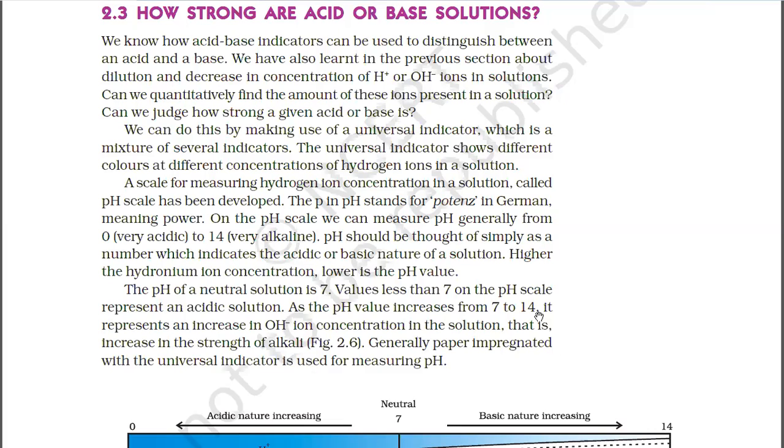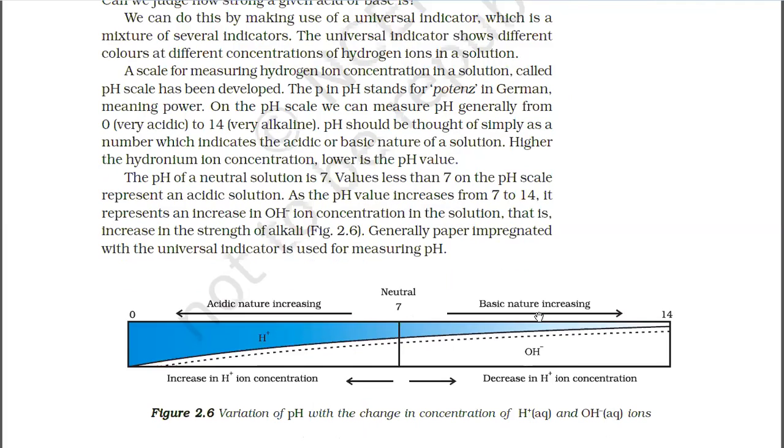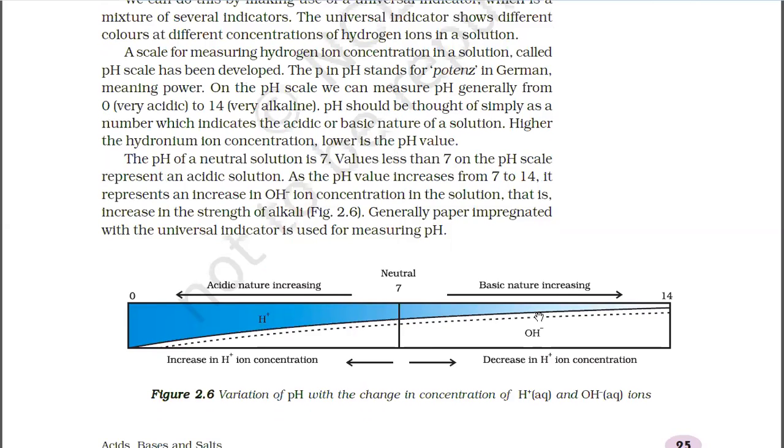The universal indicator shows different colors at different concentrations of hydrogen ions in a solution. A scale for measuring hydrogen ion concentration in a solution, called the pH scale, has been developed. The P in pH stands for Potenz in German, meaning power. On the pH scale, we can measure pH generally from 0, which means very acidic, to 14, which means very alkaline. pH should be thought of simply as a number which indicates the acidic or basic nature of a solution.